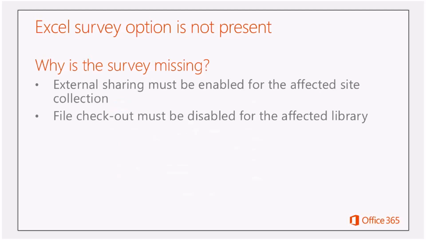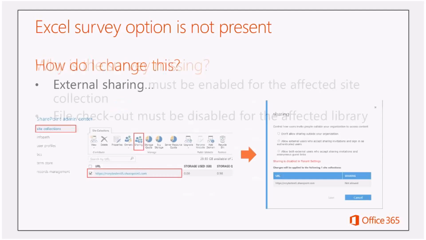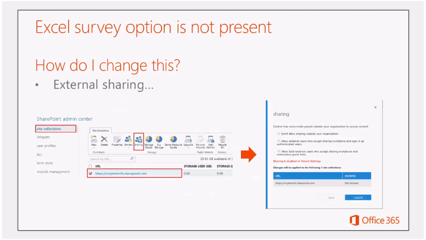There's two things that can cause this survey to go missing, and really in any standard documents type of list. The first thing is external sharing has to be enabled for the affected site collection. Also, file checkout must be disabled for the affected library. So how do I change this? First, we'll talk a little bit about external sharing.